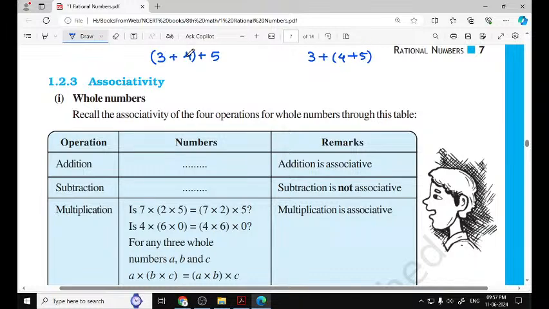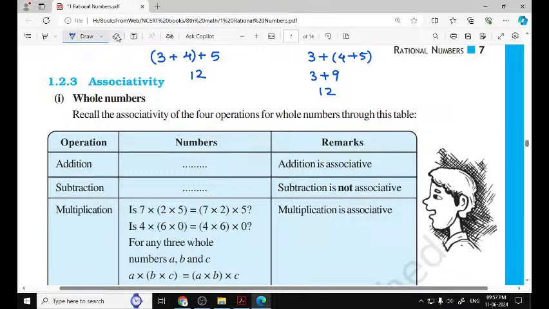Here 3 plus 4 is 7, 7 plus 5 is 12, and here 4 plus 5 is 9, and 3 plus 9 is 12. So if we change the grouping of the whole numbers, we still get the same answer. Therefore addition is associative under whole numbers.